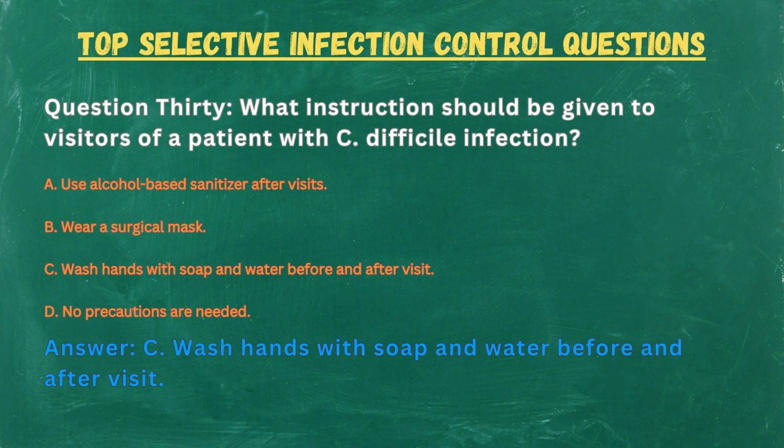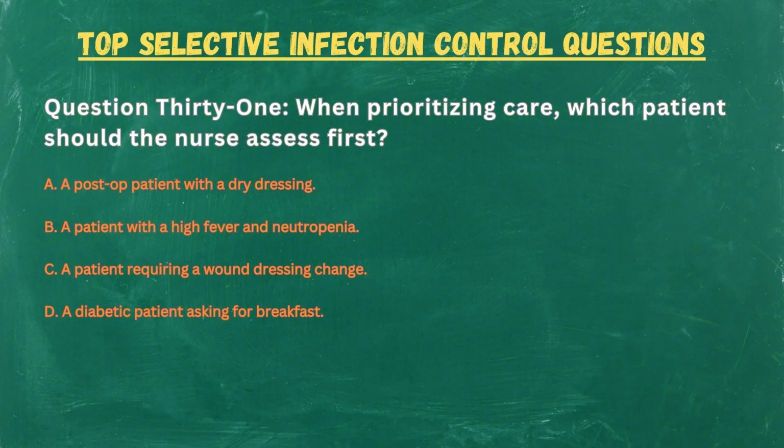Answer: C. Wash hands with soap and water before and after visit. Question 31. When prioritizing care, which patient should the nurse assess first? A. A post-op patient with a dry dressing. B. A patient with a high fever and neutropenia. C. A patient requiring a wound dressing change. D. A diabetic patient asking for breakfast.